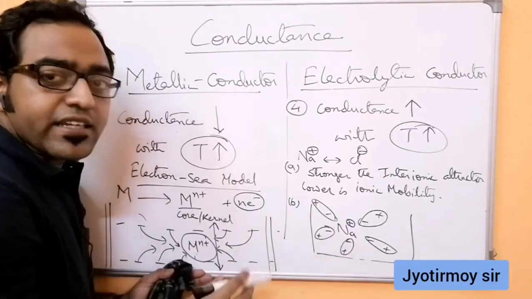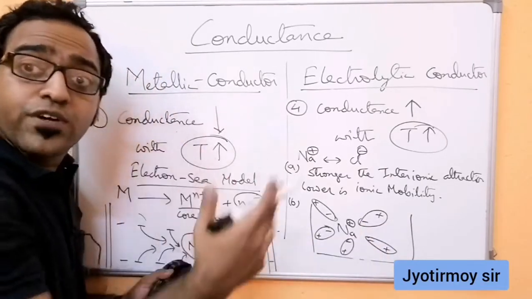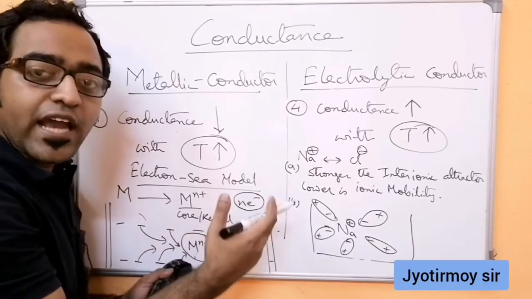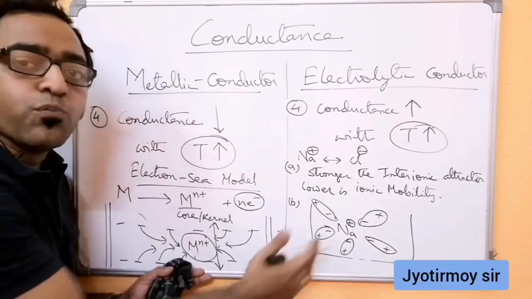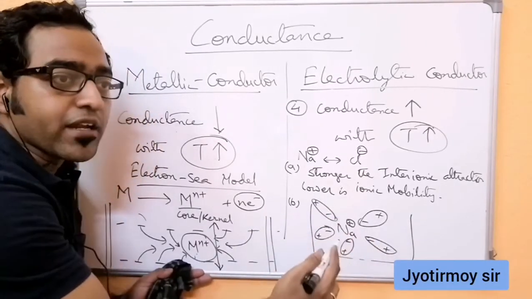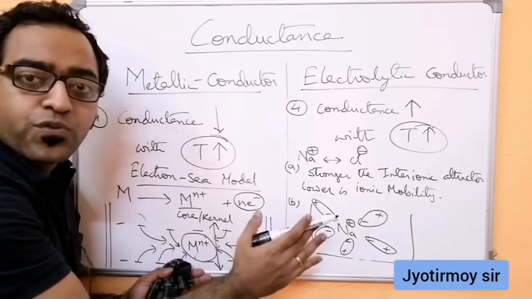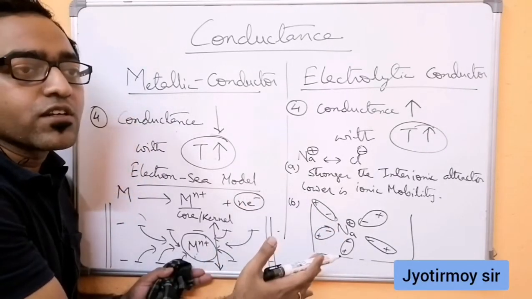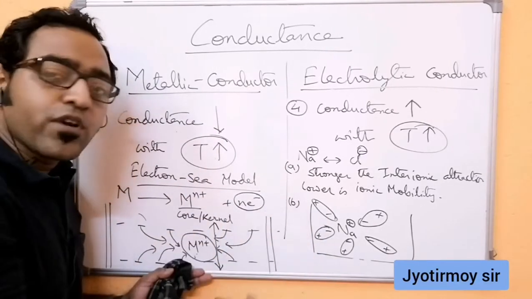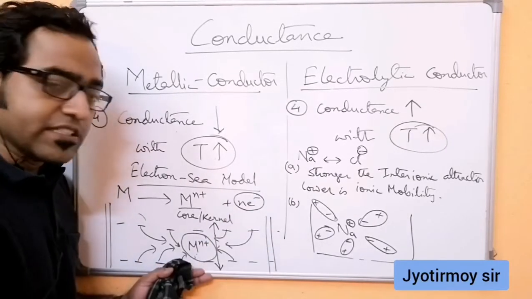So if the ion gets solvated, then it has to move with the solvent molecules towards the cathode. In case of chloride ion, it has to move towards the anode with the solvent molecules. So the more the number of solvent molecules around the sodium ion, the more difficult it will be for the sodium ion to move. So the second point is: higher the solvation of the ion, lower is the ionic mobility.